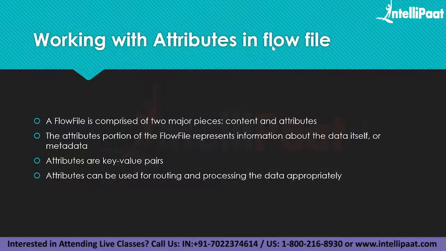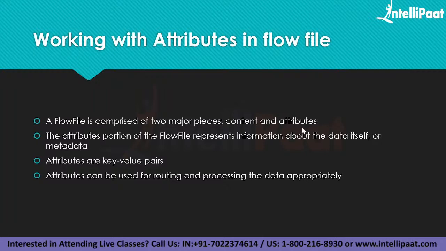So we'll discuss now how I can make use of FlowFile attributes. As we discussed, the attributes are metadata surrounding the content, or the actual data. A flow file has two bits, content and attributes. The attribute portion of the flow file represents information about the data, which we also call metadata. Attributes are basically key value pairs. So there would be some key, and then there would be a respective value for it. That's how attributes look, and we'll discuss them in detail.